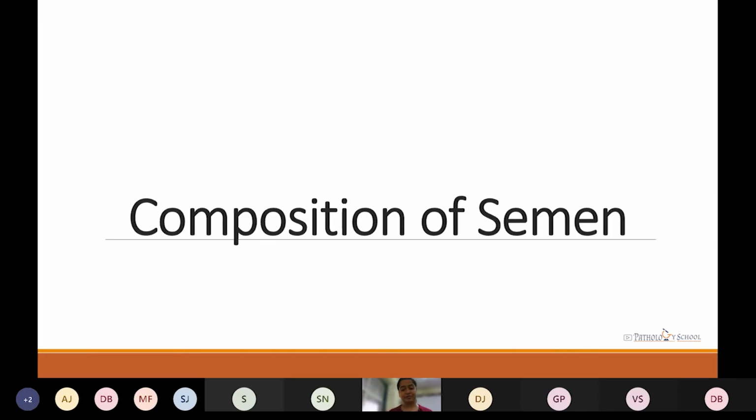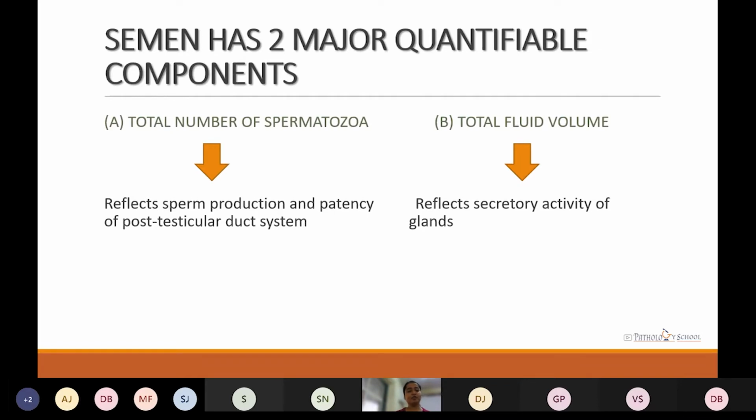What is the composition of semen? Mainly it comprises two major components. Number one is the total number of spermatozoa, and number two is the total fluid volume. The total number of spermatozoa mainly reflects the sperm production and the patency of the testicular duct system. The total fluid volume, on the other hand, reflects the secretory activity of the gland.